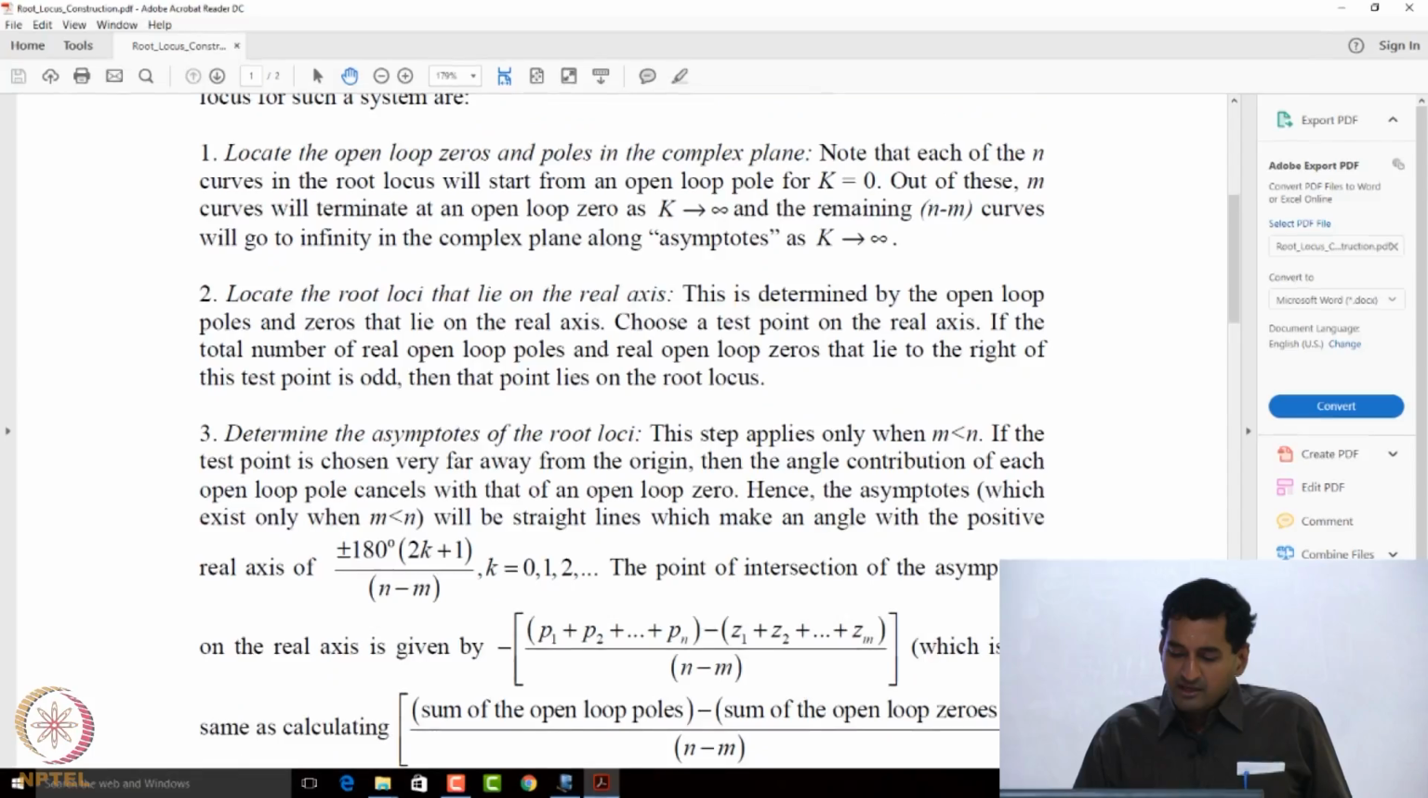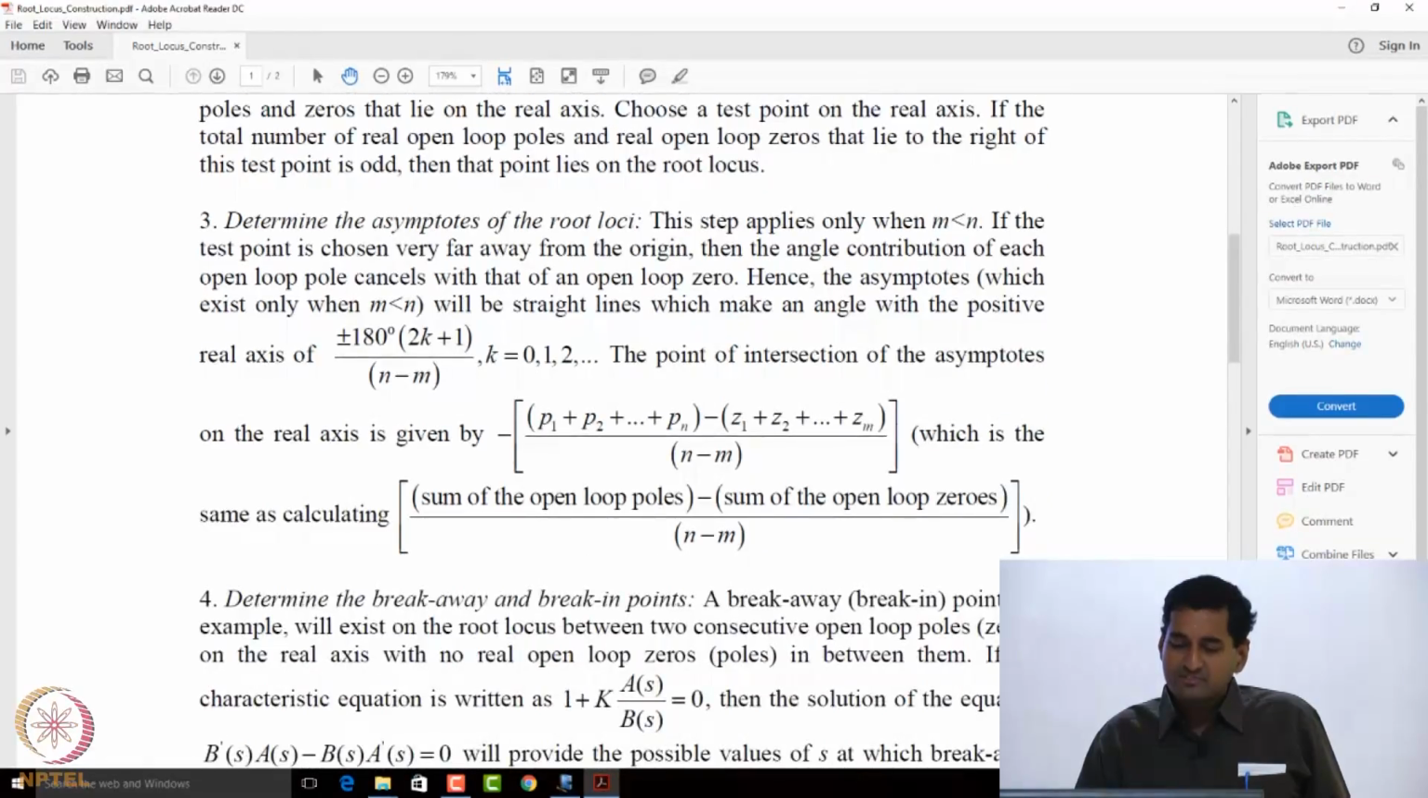So we are looking at root locus, right? We completed 2 steps. The first step is to locate the open loop poles and open loop zeros in the complex plane, and the second step was to locate the parts of the real axis that lie on the root locus. Those are the 2 steps that we have completed till now. And today let's start from step number 3.